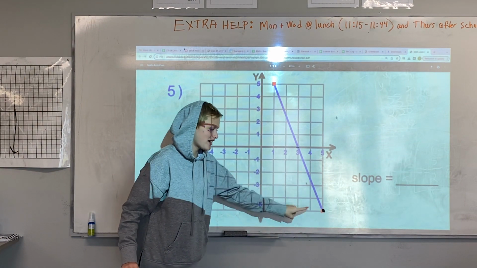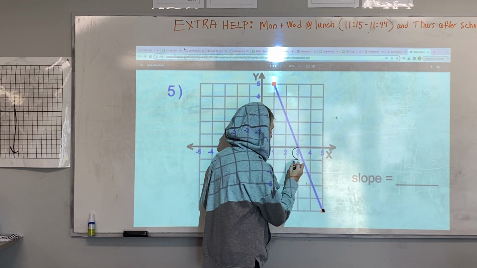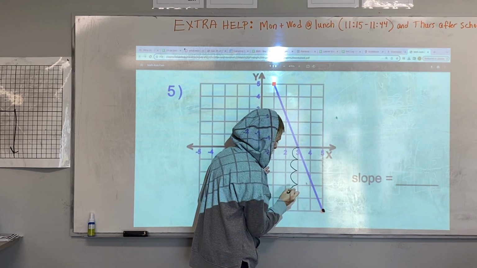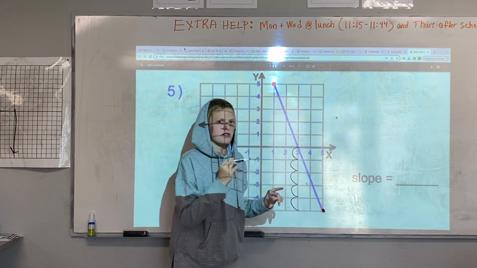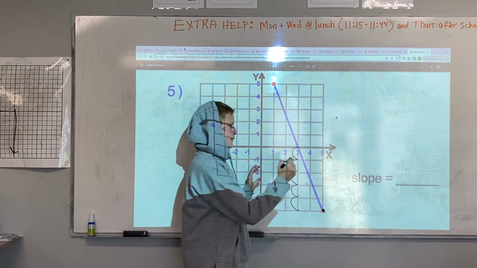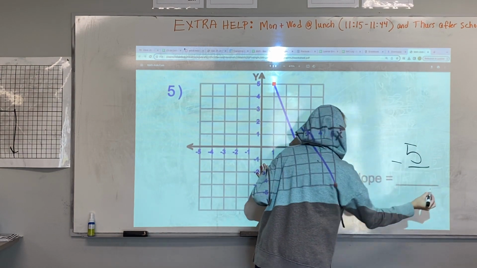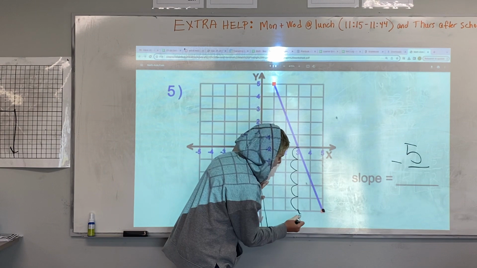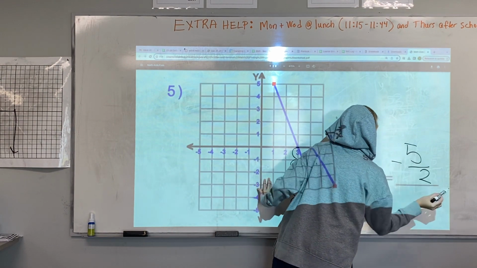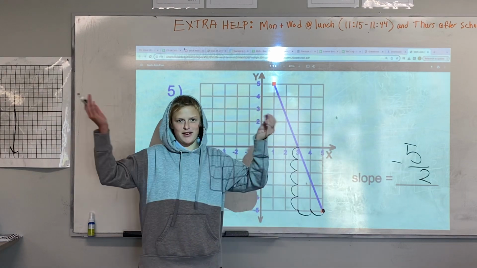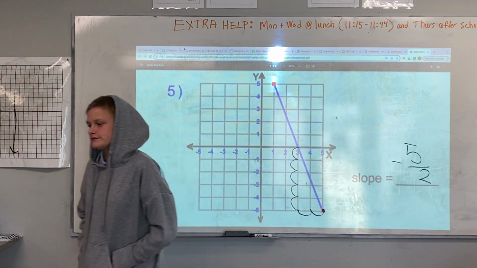Okay, say what you're doing while you're doing it. Clean intersect. Clean intersect. Good, intersection, yeah. And then 1, 2, 3, 4, 5. This is negative, right? Yep. You can see that the line is going downward like a slide. That's perfect. -5/2. Yeah, and she already even put the negative on the outside of the fraction. That's perfect. -5/2 is correct.